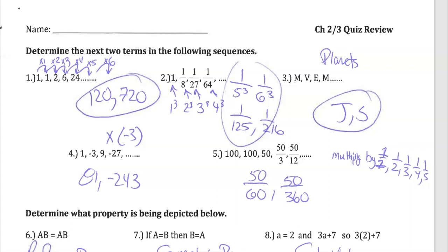Number 1 is just multiply by 1, then 2, then 3, and so on. The next one is the denominator is just going to be 1, 2, 3, 4, and so on, cubed. Number 3 is the planets. I know that's a little tricky if you didn't know the order of the planets. Number 4 is multiplying by -3 over and over. And then number 5 is divide by 1, then 2, then 3, also known as multiply by 1 over 1, 1 over 2, 1 over 3, 1 over 4, 1 over 5, and so on.